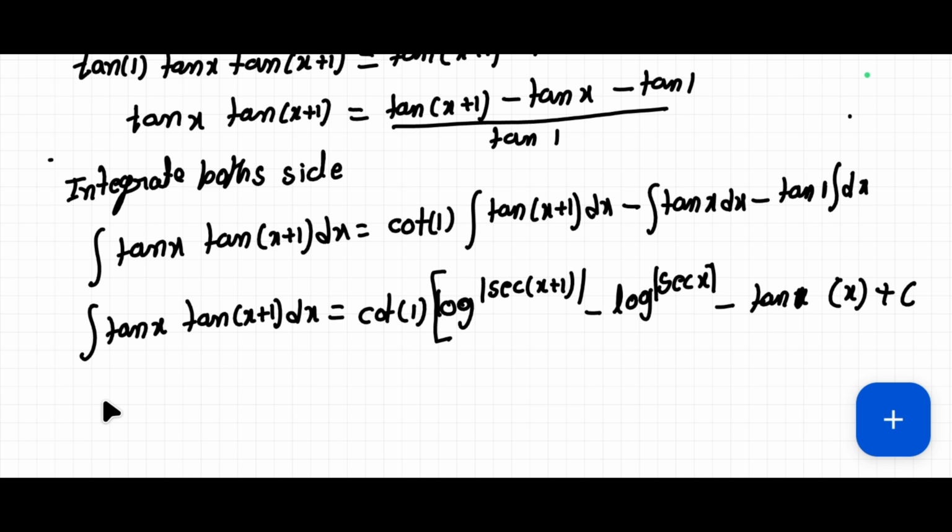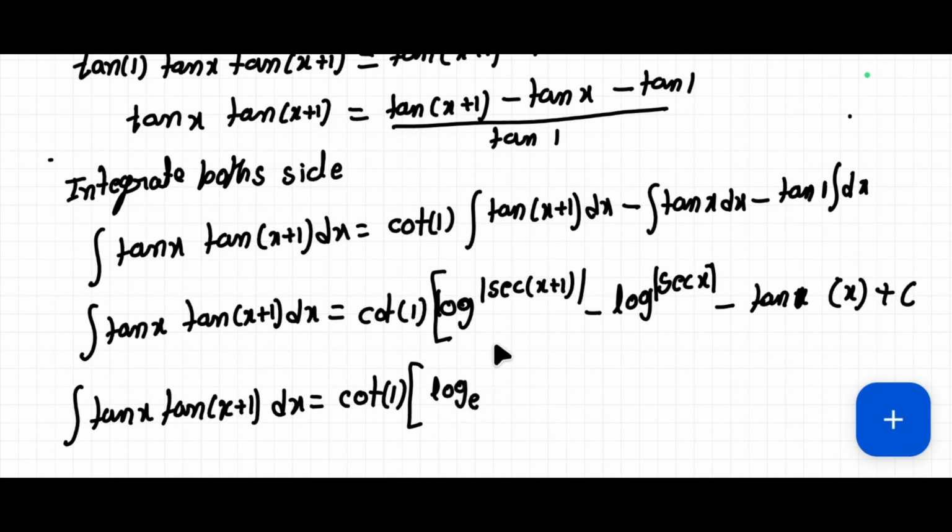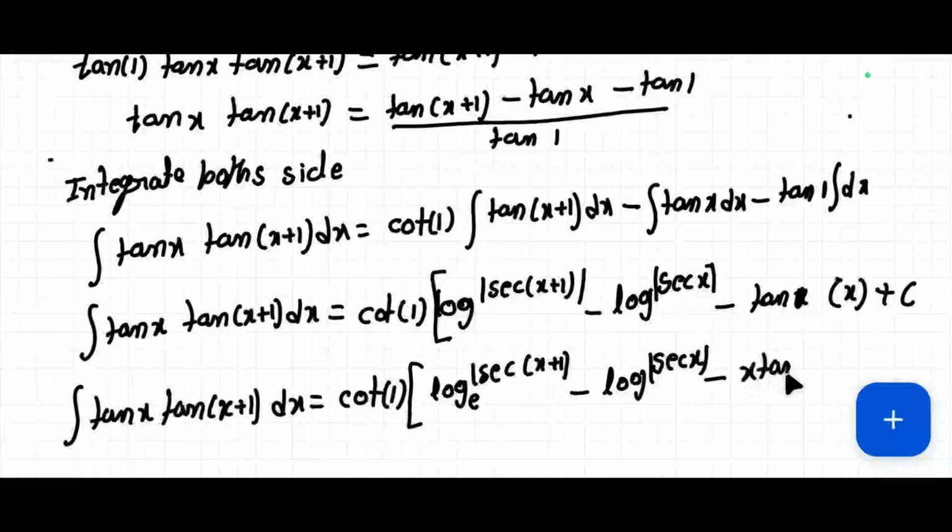Therefore the integral of tan x tan of x plus 1 dx is equal to cot 1 into logarithm of mod secant of x plus 1, minus logarithm of secant x, minus x tan 1, plus c.